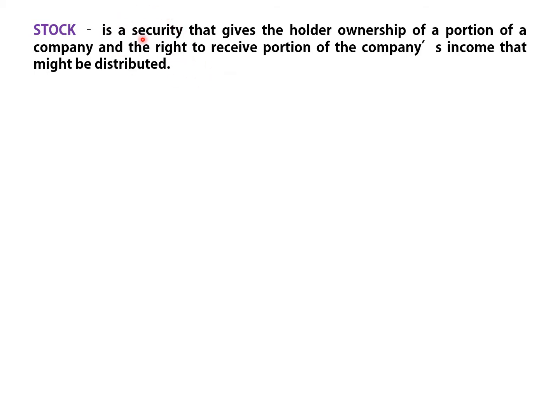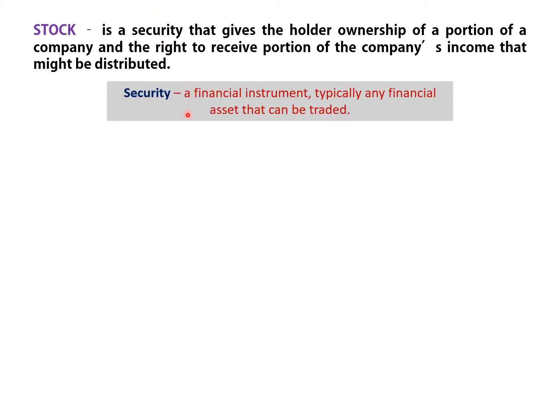First of all, we will define what is security in business. When we say security, it is simply a financial instrument, typically any financial asset that can be traded. So therefore, stock is one of the securities. A stock involves assets of a specific company or corporation that can be traded. When I say traded, it involves buying and selling, wherein you can sell the asset, and you can also buy the asset of a specific company or corporation.